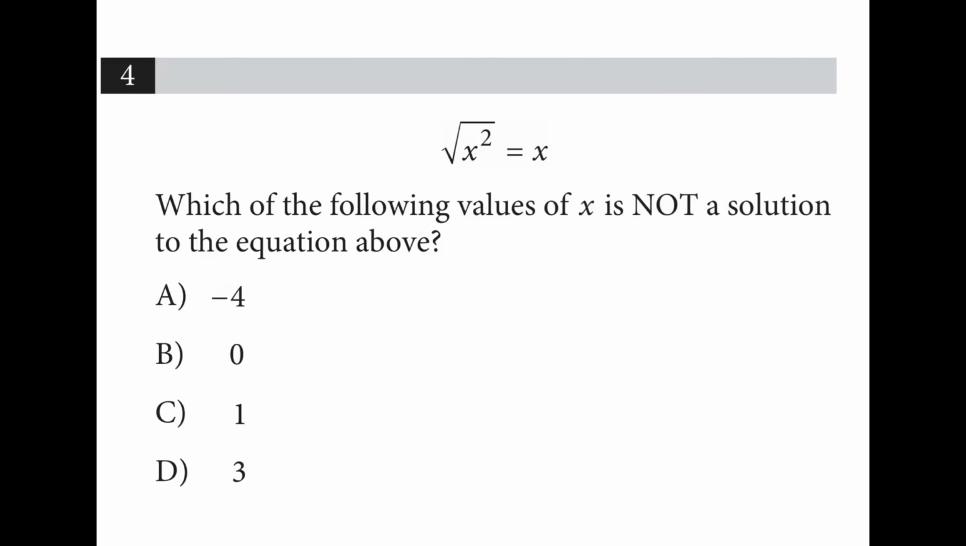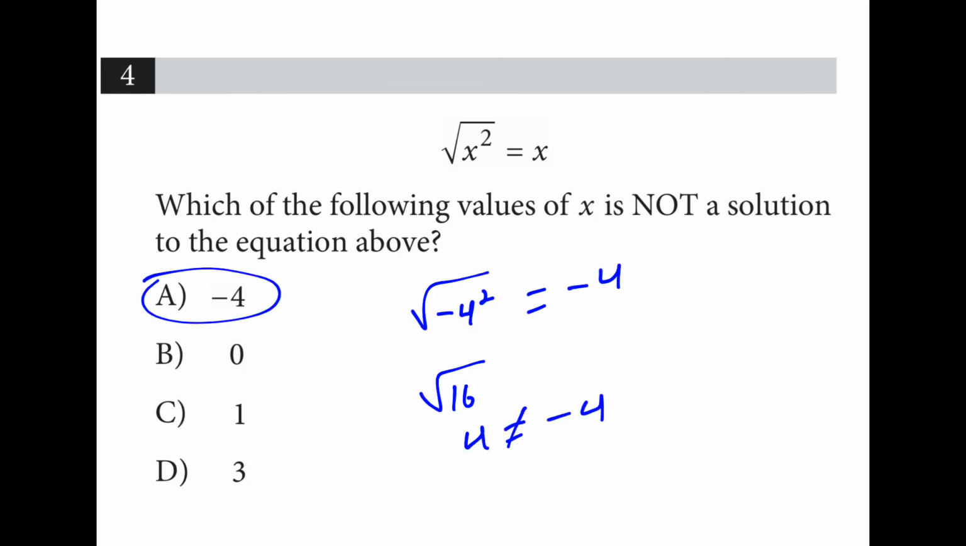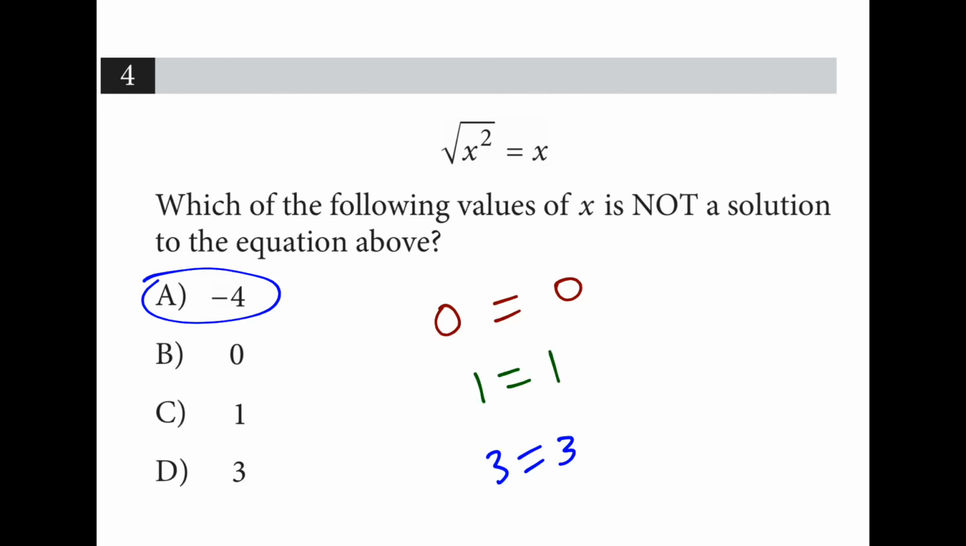So we could plug in different values here. If we plug in the square root of negative 4 squared, is that equal to negative 4? So the square root of 16 is equal to 4, which is not equal to negative 4, so I think that's going to be our best bet. If we did plug in B, C, and D, all of those are true, so number 4, the answer is A.